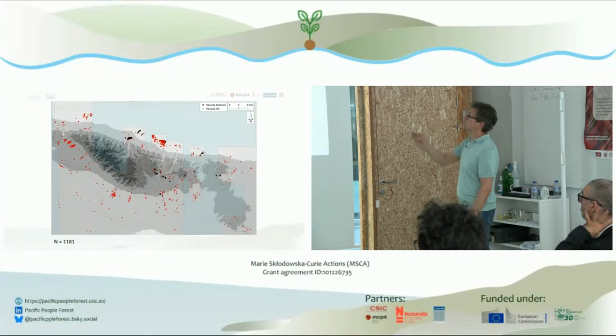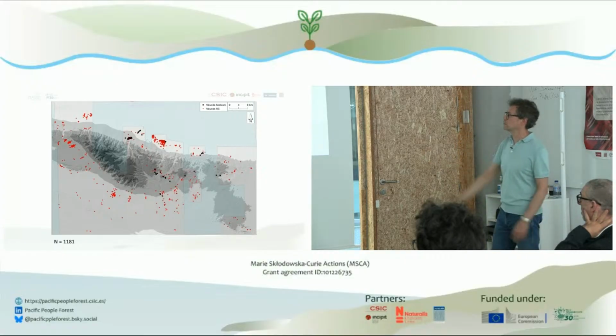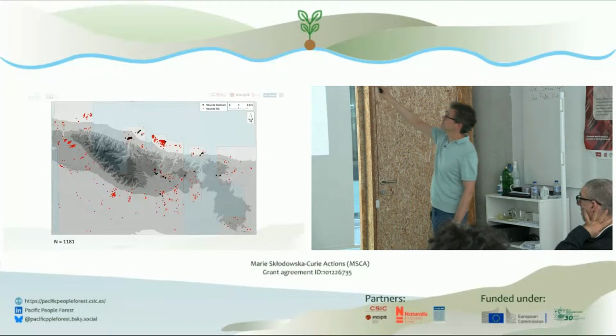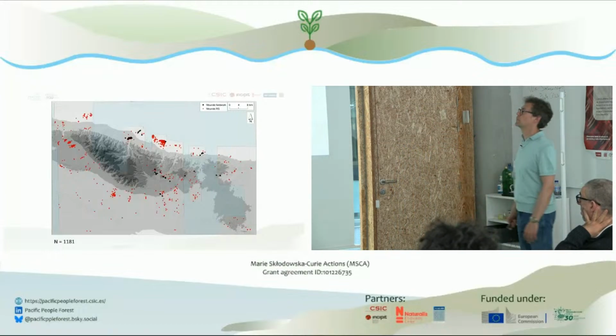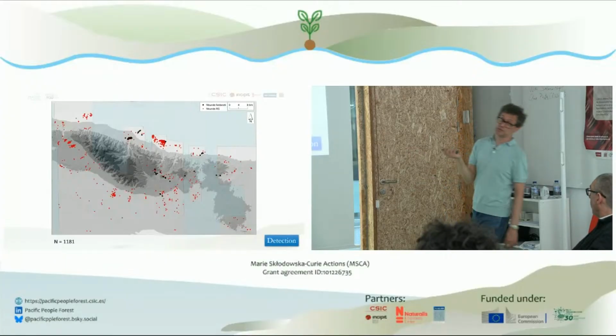Okay, so they mapped a little bit over 1,000 mounds. Some of them were mapped during fieldwork, the black dots, but most of them were mapped using these images. So this would be an example of detection. Okay.